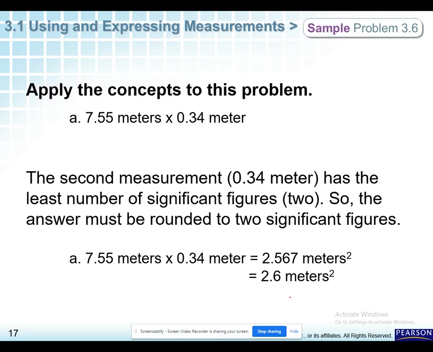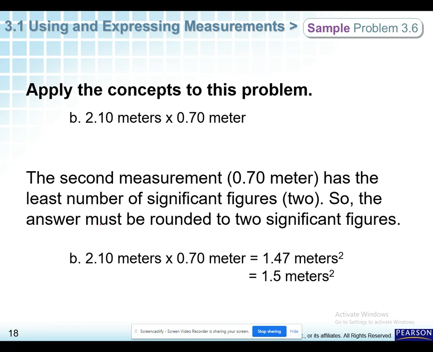So letter A. My second measurement is 0.34, and it has 2 sig figs. This one, 7.55, has 3 sig figs. 0.34 has 2 sig figs. So even though I multiply it and I get 2.567, I can only have 2 sig figs. So here 2 counts as 1, and then here is my last one. I have to make sure, can this 6 round up this 5? Since this is bigger than 5, it can, so your answer is 2.6.